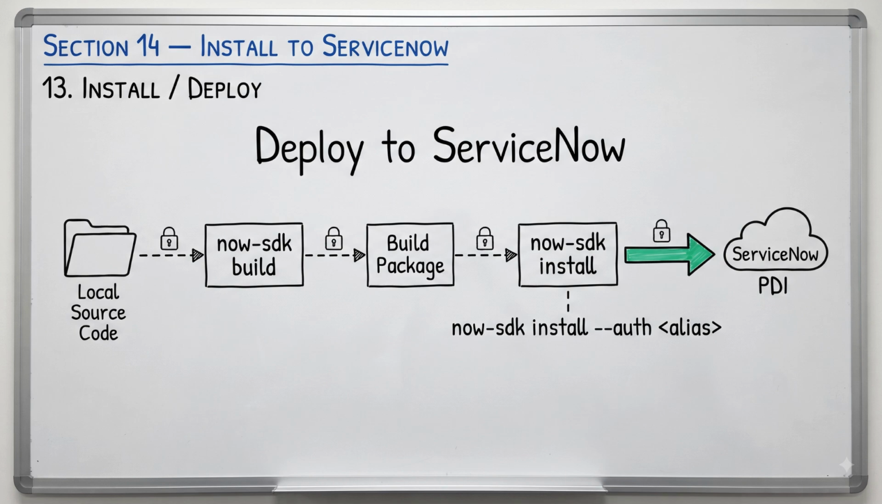After a successful build, we can install the application on our ServiceNow instance. The SDK install command packages the build artifacts and installs or updates the application on the target instance. We provide the authentication alias that we configured earlier. So our complete development flow is now becoming clear. Authenticate, initialize, develop, build, install. This is the foundation of a modern source code-based ServiceNow development workflow.